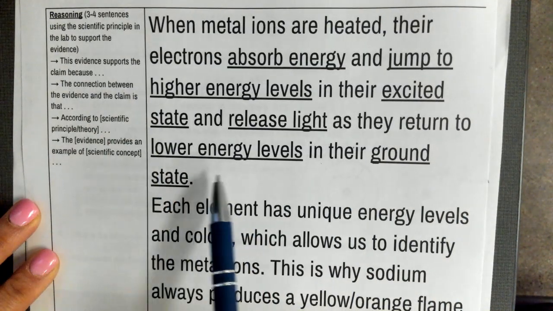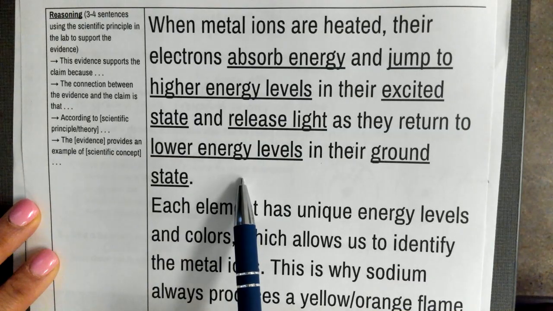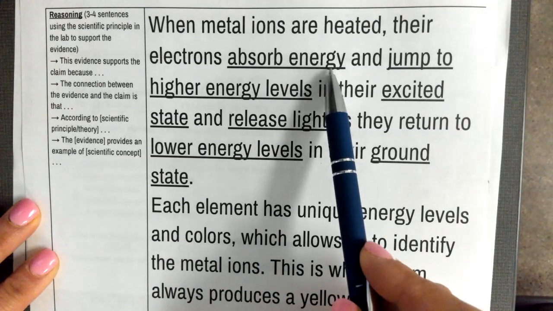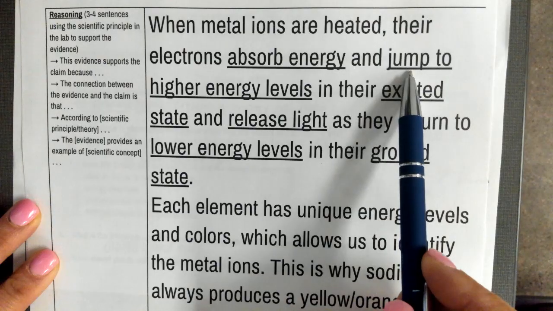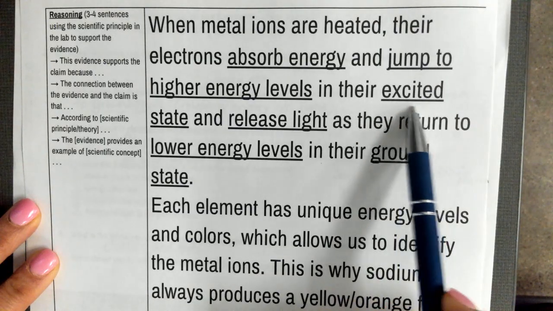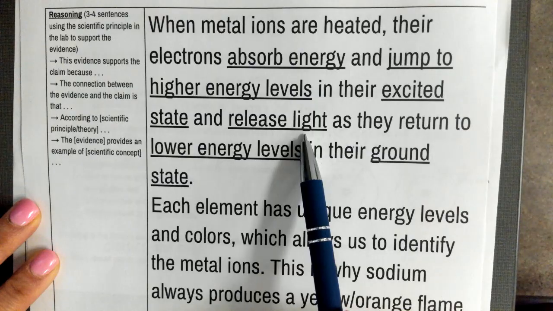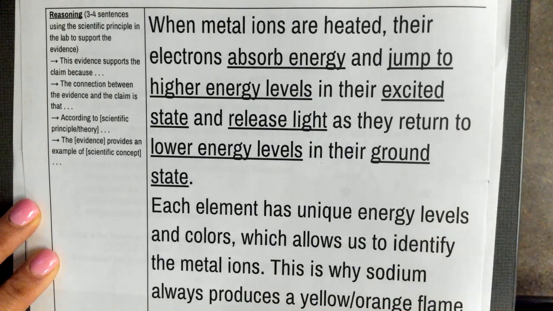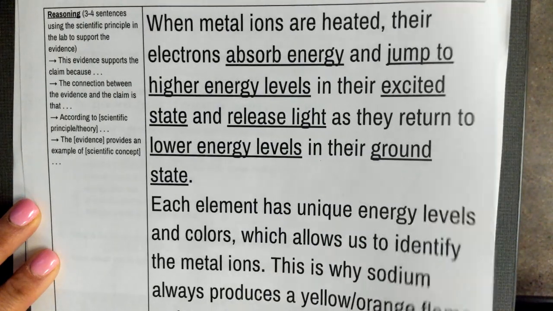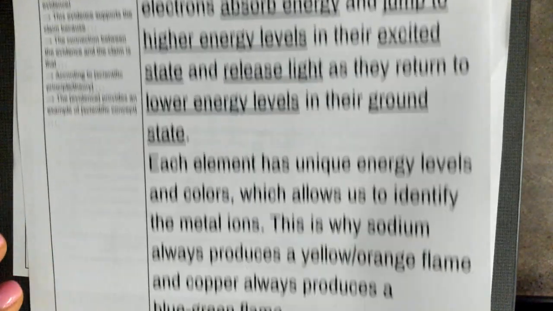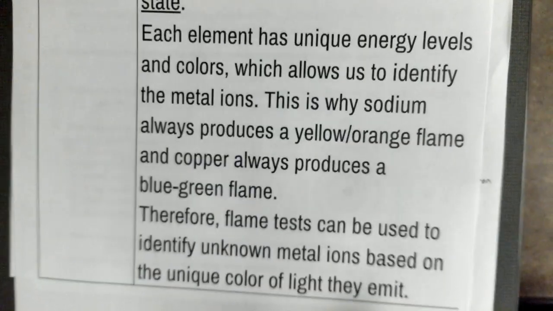This right here is a sentence that has a lot of key vocabulary. We're talking about energy. We're talking about the movement of the electrons, what specific state they are in, and why we see the light. So this is a great introductory sentence. Okay, so now we still want to go on to explain why we see unique colors.